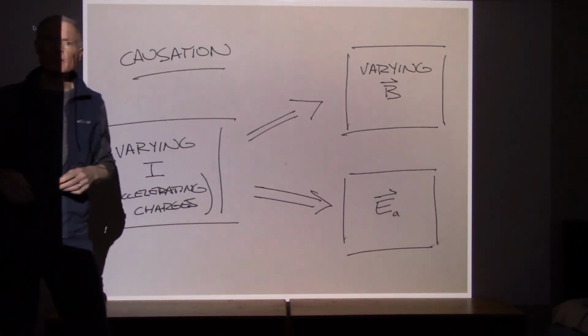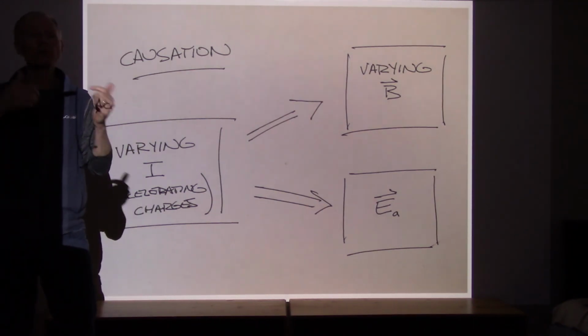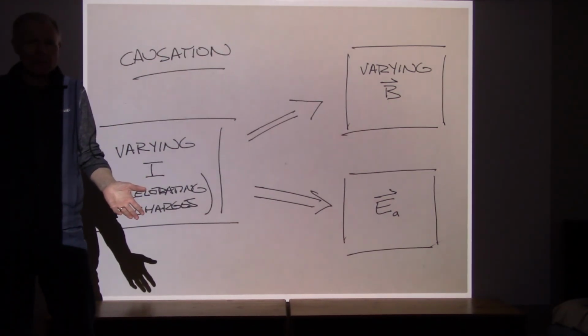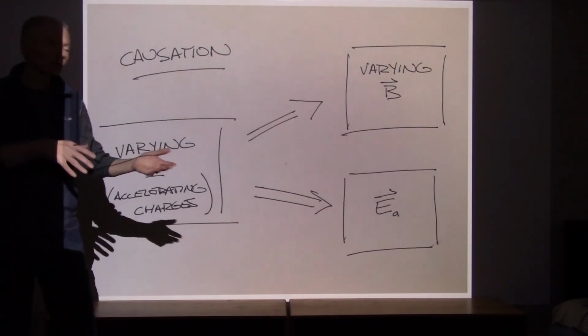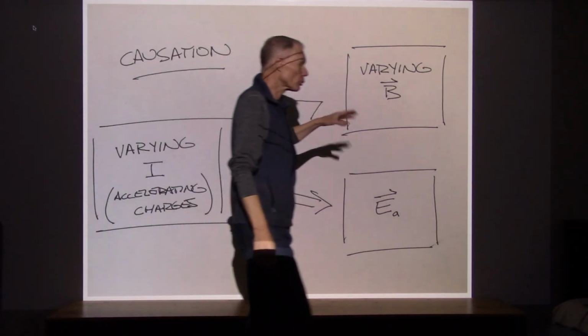So when you hear these things about changing magnetic fields causing electric fields and changing electric fields causing magnetic fields, I'm going to say rubbish. What happens is we have charges that are accelerating that are creating both effects.